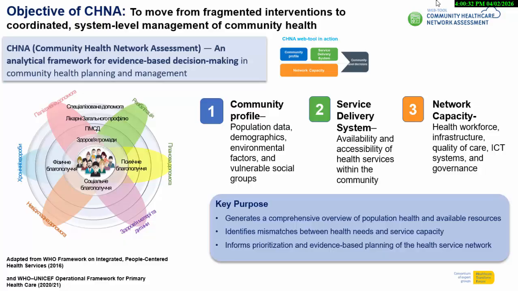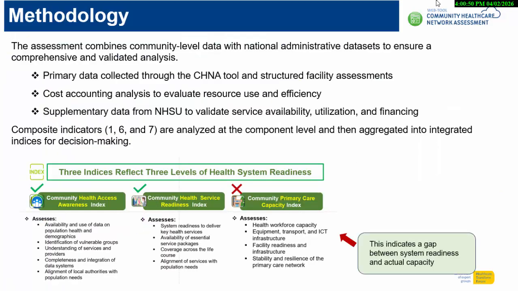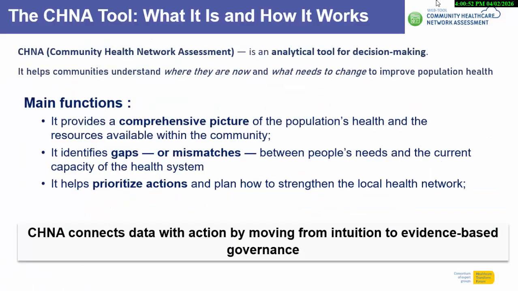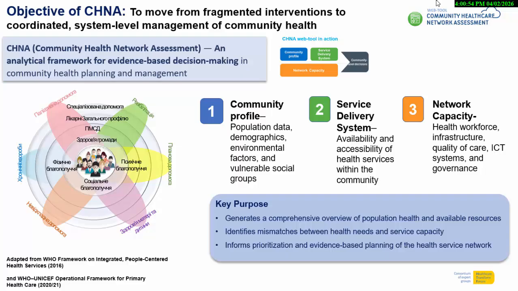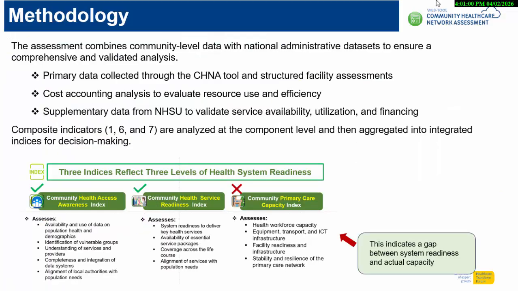By combining these three components, CHNA generates a comprehensive overview of both health needs and available resources. It helps identify mismatches between demand and system capacity. Most importantly, it supports prioritization and evidence-based planning of the health service network. Next slide, please.